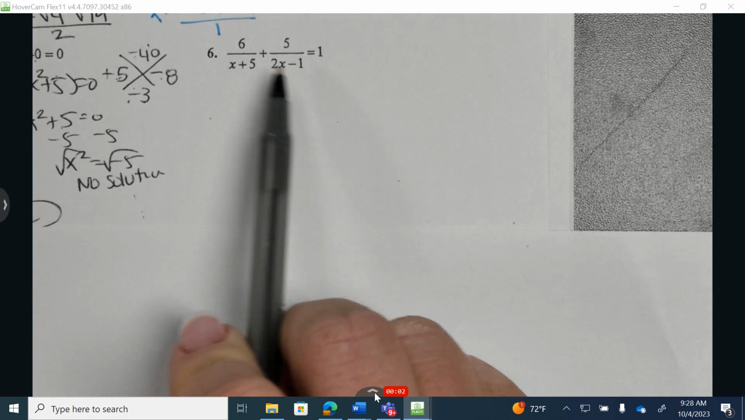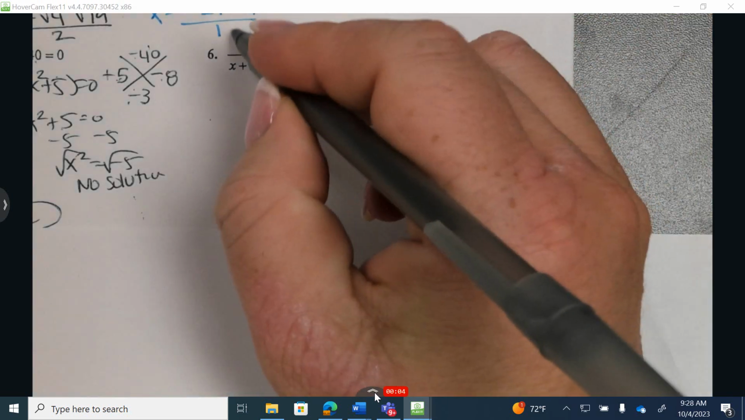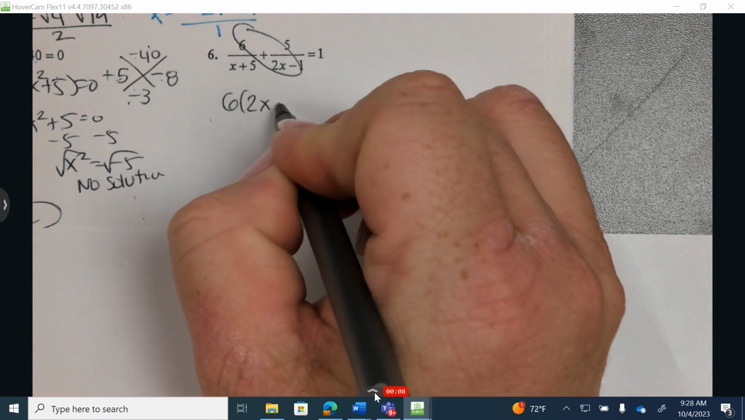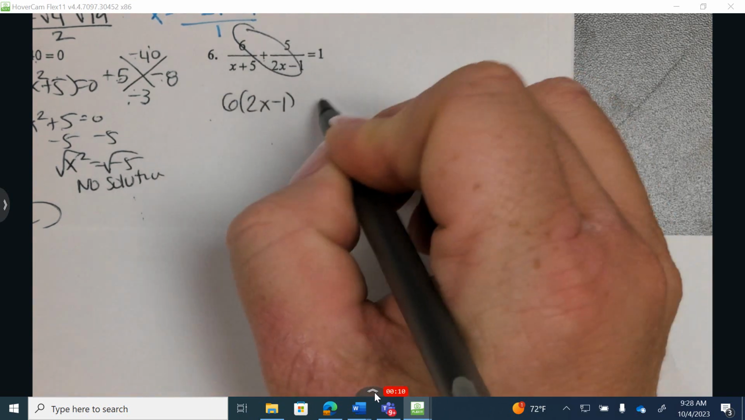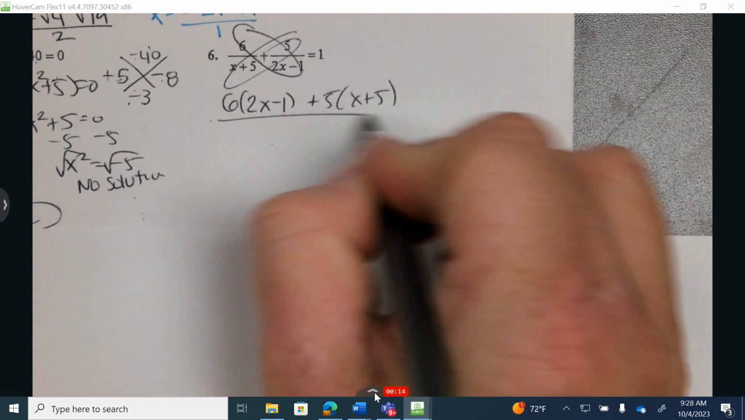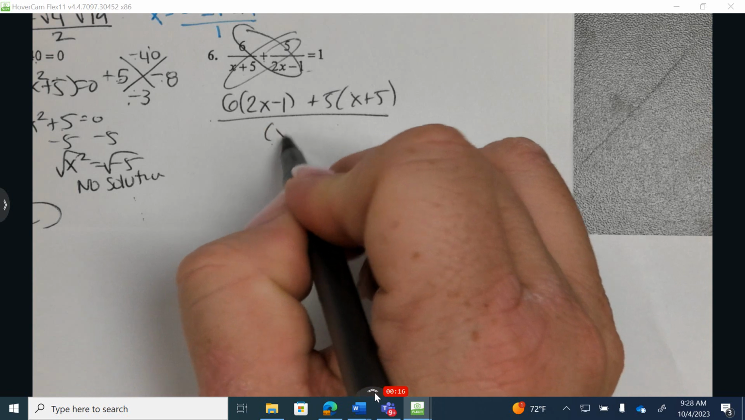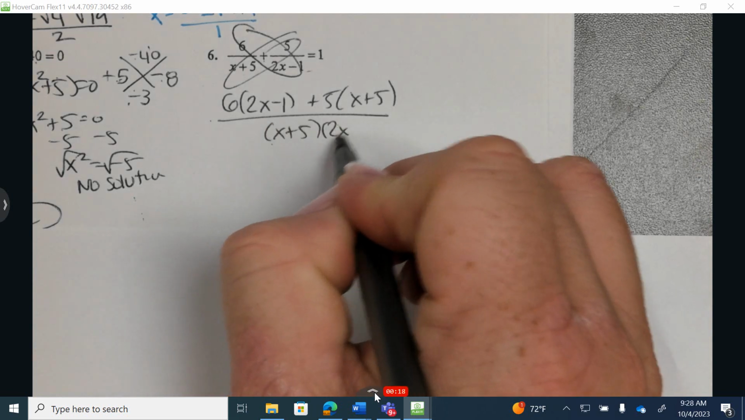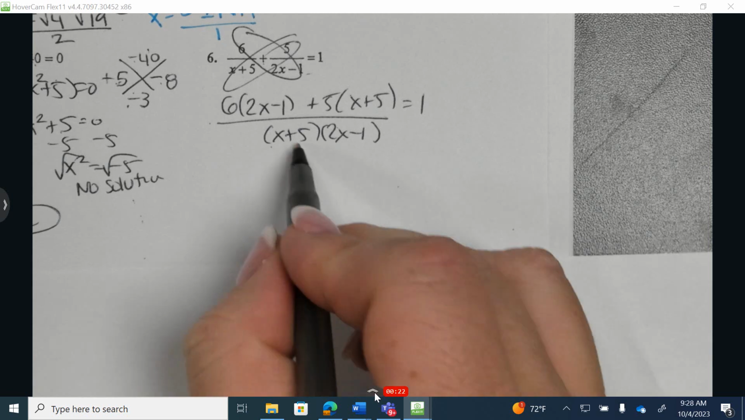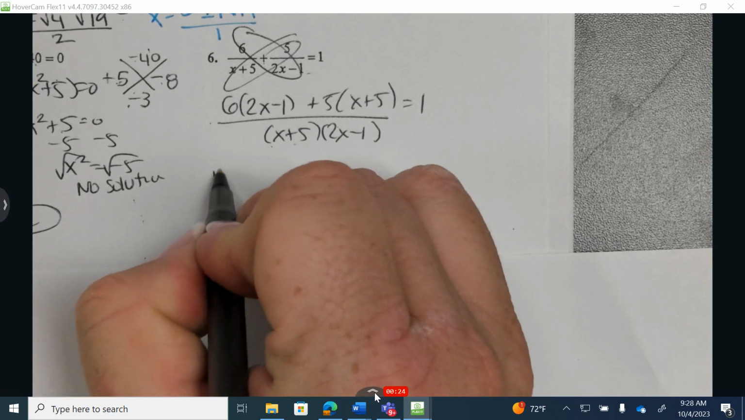In problem number 6, I don't see anything common about the denominator, so I'm going to go ahead and butterfly this. I'm going to take 6 times the quantity 2x minus 1, bring down the addition sign, 5 times the quantity x plus 5, and on the bottom I'm going to push these together. Okay, I'm going to distribute the top, and I'm going to FOIL the bottom.